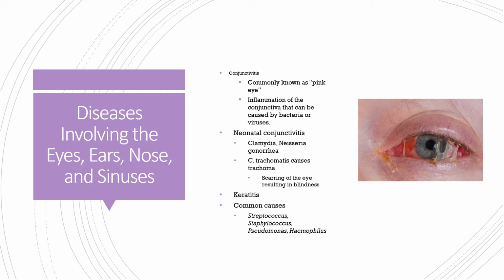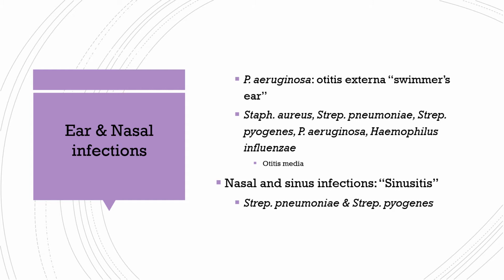Chlamydia trachomatis can cause something called trachoma, and that causes scarring on the surface of the eye and results in blindness. Trachoma is the world's leading cause of preventable blindness. Moving on to ear and nasal infections. Ear infections are typically caused by Pseudomonas.